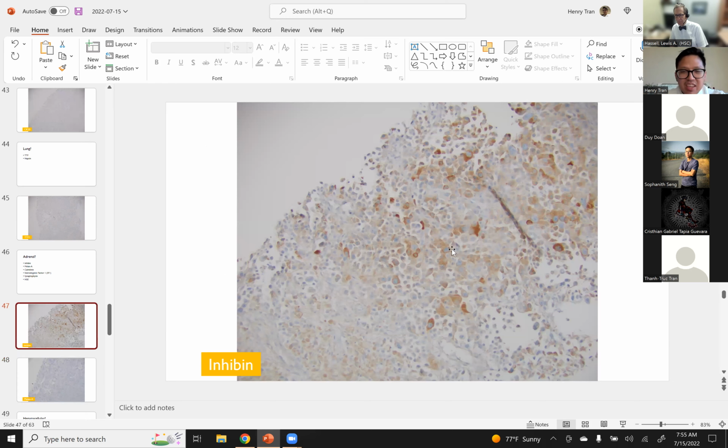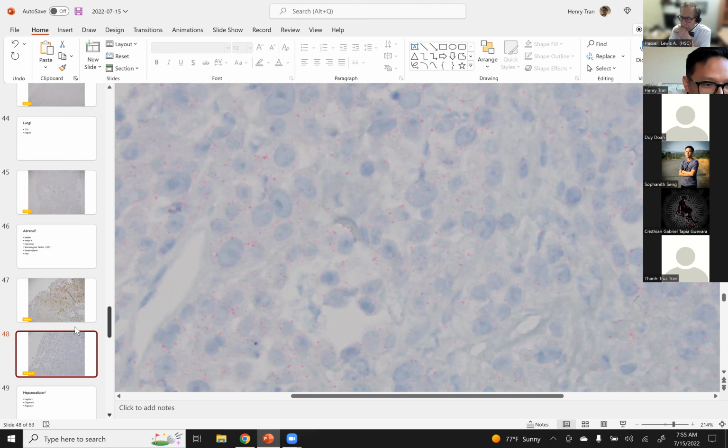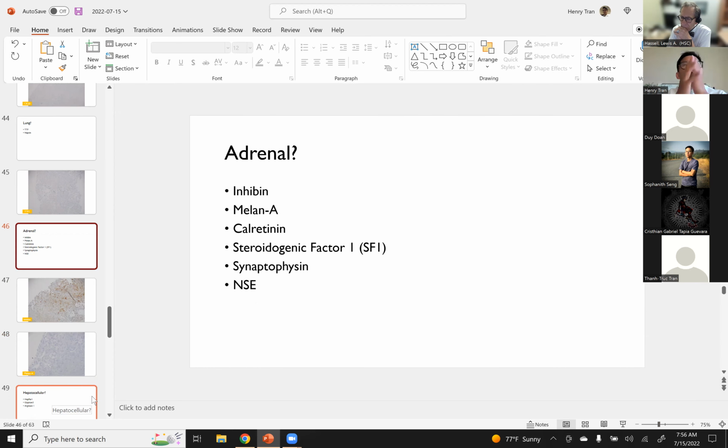In inhibin, we have some positive staining, but the majority of it was negative. This is probably the best that I got. And then melan-A looks mostly negative. I think there's a little bit of a sprinkle of staining here, but mostly negative. I don't know what the significance of this little sprinkle of staining is. And then the rest, calretinin, steroidogenic factor SF1, synaptophysin, all were negative. I mean, I did have the inhibin, and adrenocortical carcinomas don't always express all the adrenal markers, so it could still possibly be. I think the only problem with that was that the keratin was positive, so we really don't have that in adrenocortical carcinomas.